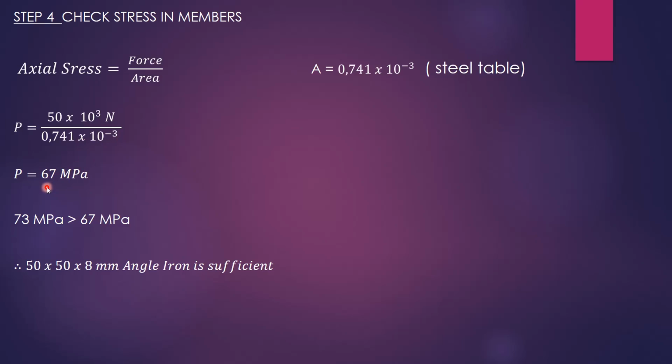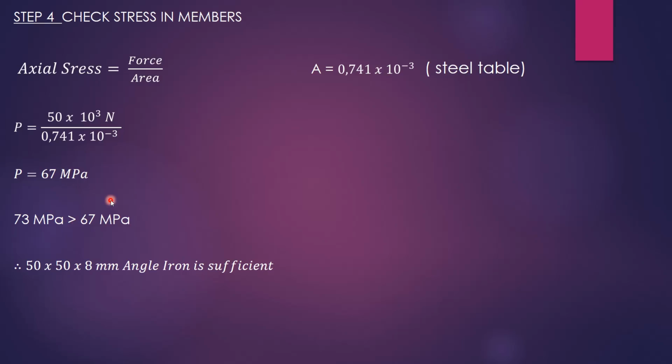Now we divide the two, and the answer is 67 MPa. This is the stress experienced by the member. Therefore, the 73 MPa, which is the allowable stress, is greater than the stress experienced by the member. So the selected leg, which is 50 by 50 by 8, is suitable, because the allowable stress is more than what is experienced by the member.